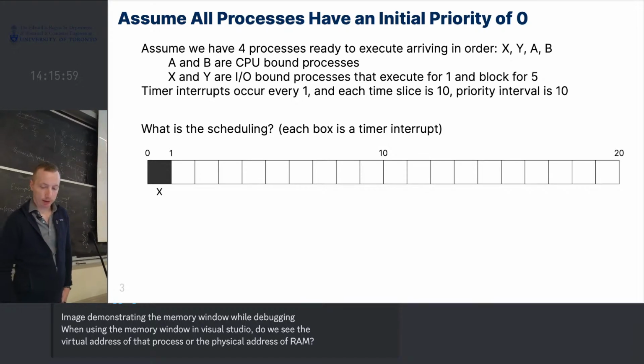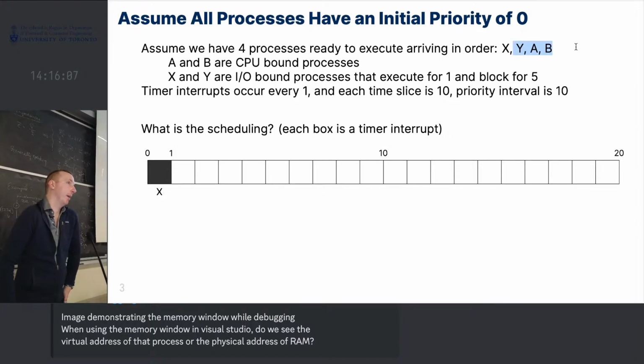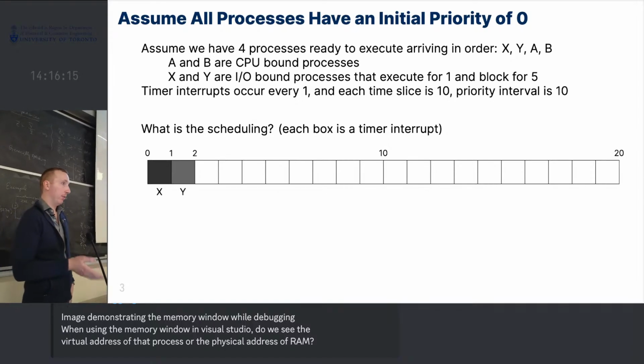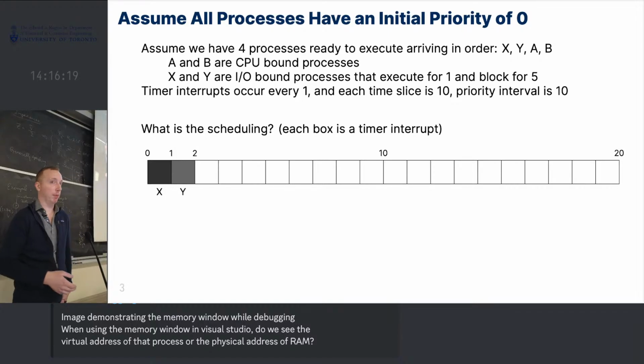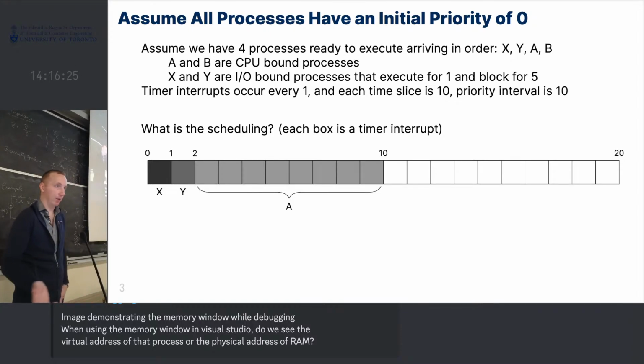So in this case, I've executed X, and it is now blocked, and now I get to pick between Y, A, and B. I pick Y just because it is the next soonest in arrival order. After that, I'd schedule Y for 1 time unit, then it would block for 5, so it would be ready again after 7 time units have passed.